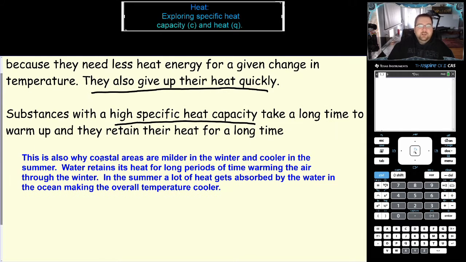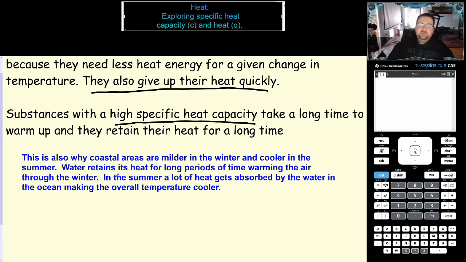This is also why coastal areas by the ocean are milder in the winter and cooler in the summer. That's because water retains its heat, right? The water absorbs that heat, and it takes a long time for the water in the ocean to lose its heat, meaning it's going to be warming the air around that ocean water during the winter, which keeps those areas overall milder and a little warmer than where we are in the prairies, where there is no such thing happening.